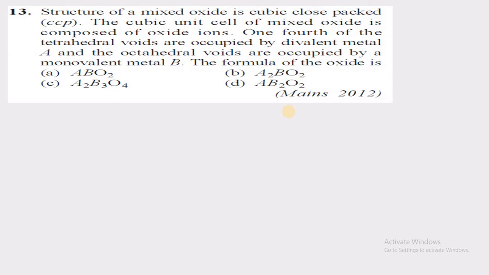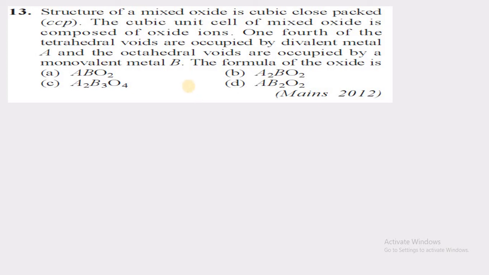Now another question: the structure of a mixed oxide is cubic close packed, CCP. The cubic unit cell of the mixed oxide is composed of oxide ions. 1/4 of the tetrahedral voids are occupied by divalent metal A, and the octahedral voids are occupied by monovalent metal B. We have to write the formula of the oxide.